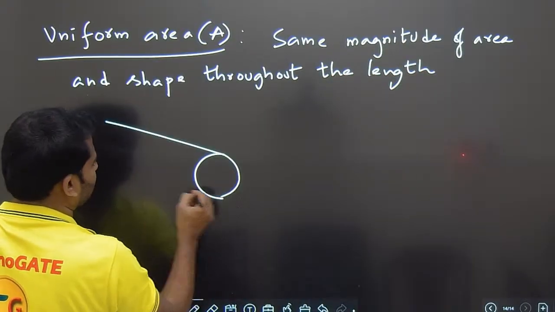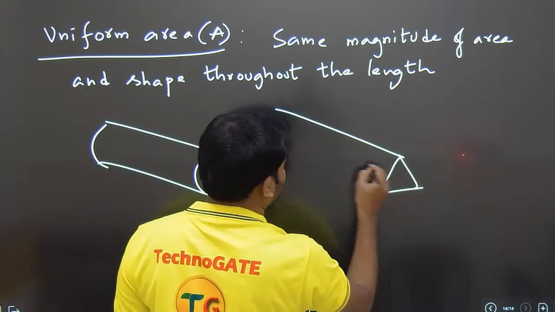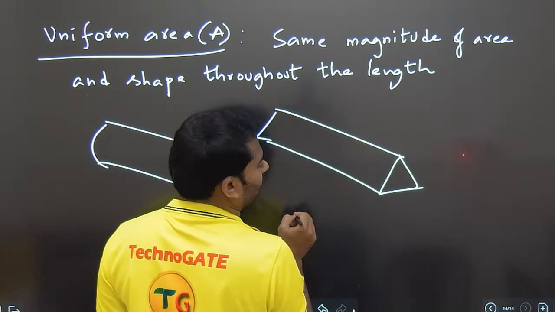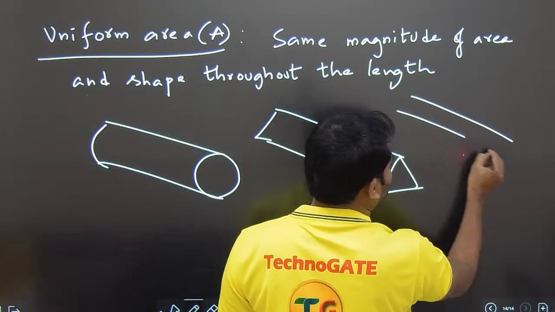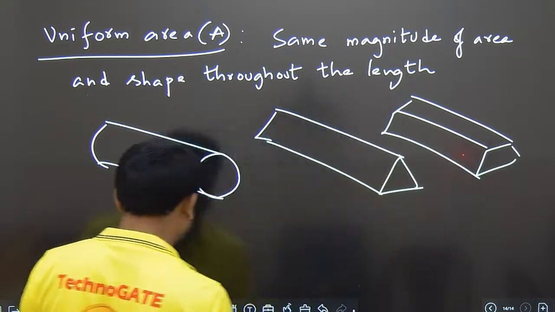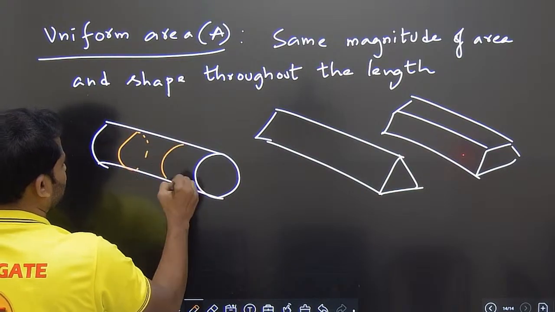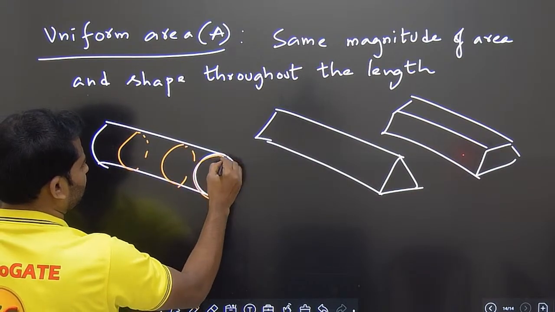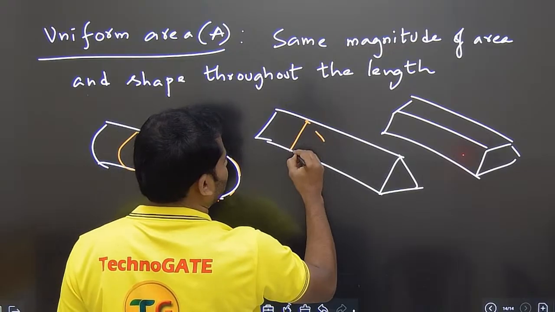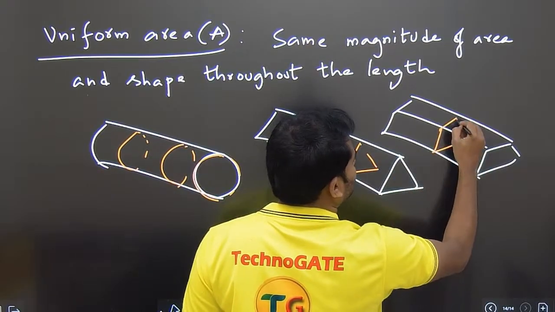You can see here, throughout the length there is this uniform cross section. Okay? So these are all uniform cross sections. Throughout the length, everywhere the same shape and the same area is there. You can see here, everywhere there is this. Understood? Clear? So it is like this.